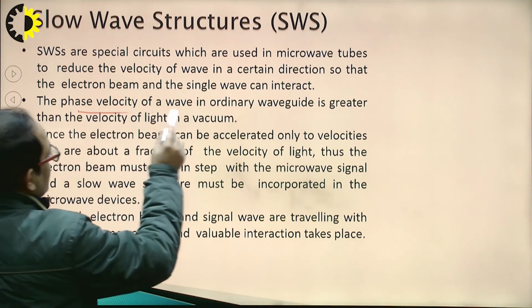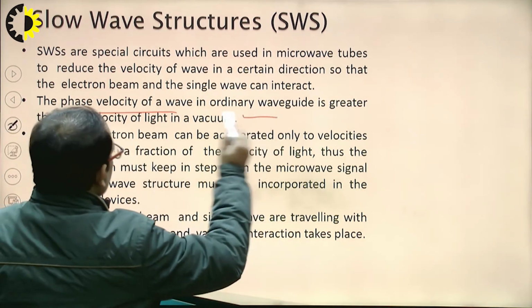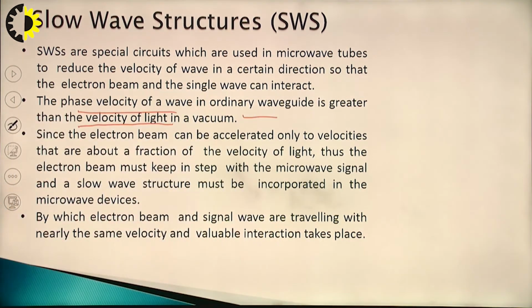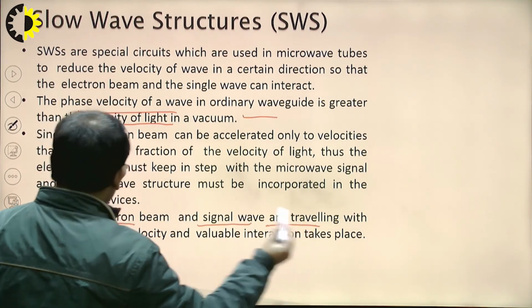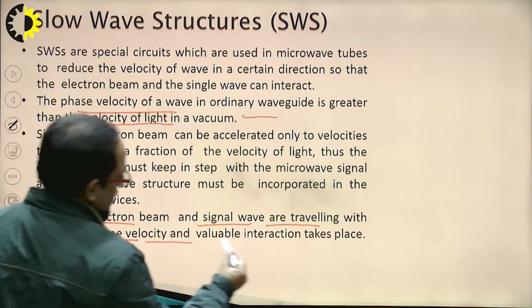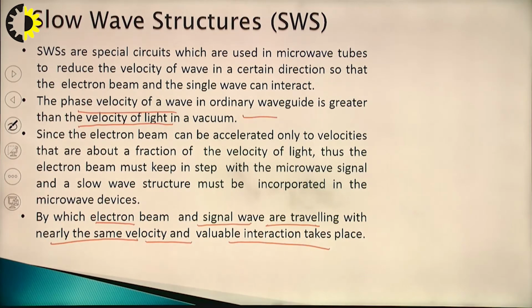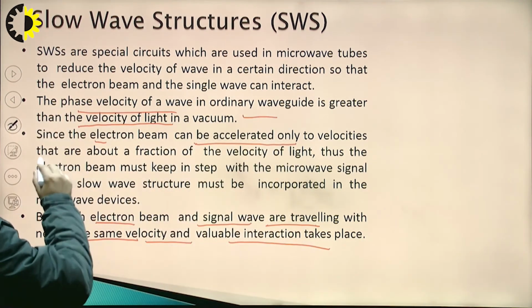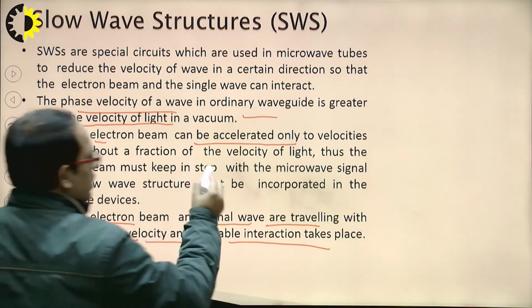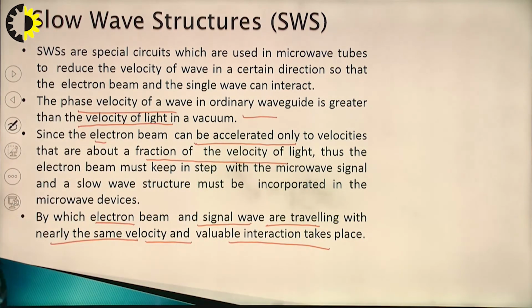The phase velocity of a wave in an ordinary waveguide is greater than the velocity of light. Clear? Now see this. The electron beam and the signal wave are traveling with nearly the same velocity, and valuable interaction takes place. Due to the slow wave structure, the electron beam can be accelerated to a fraction of the velocity of light, and it can be decelerated.